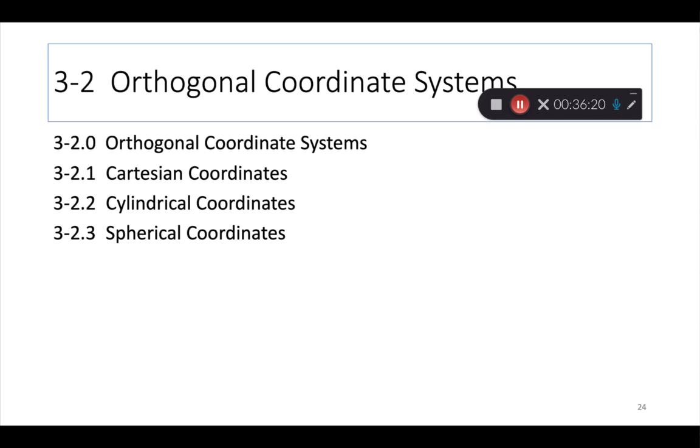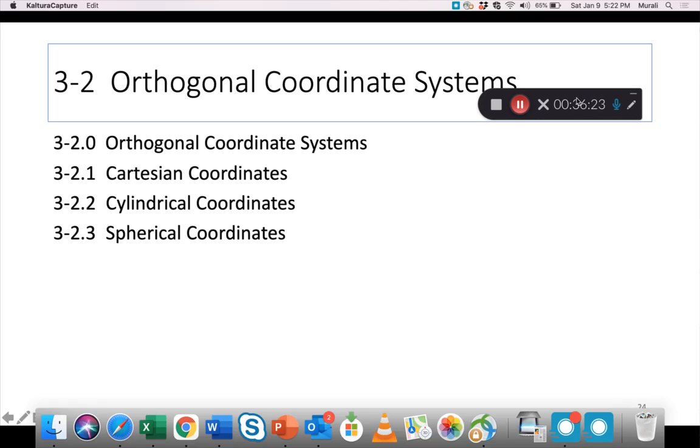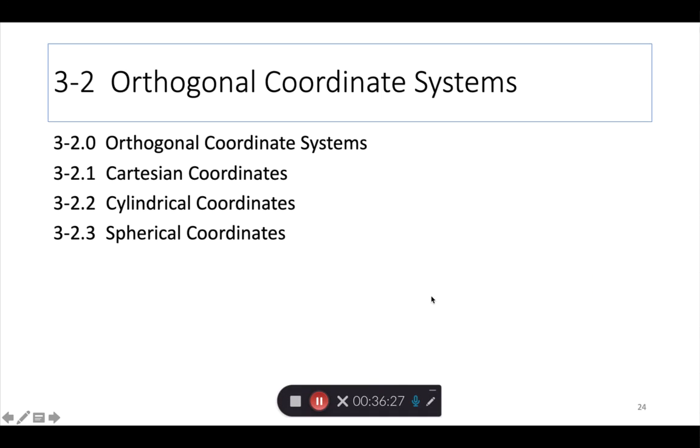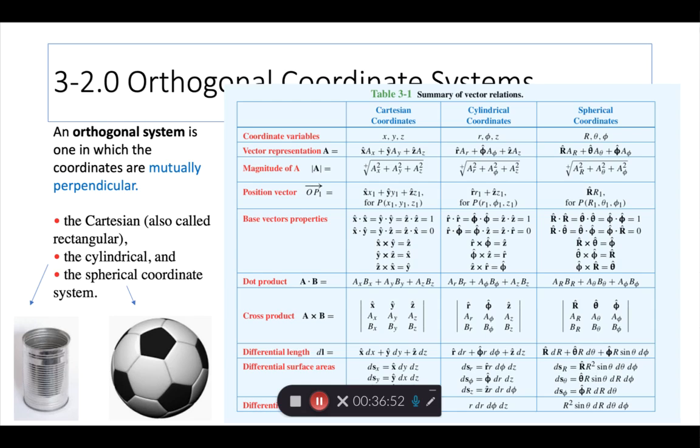Now we are on section 3.2 called orthogonal coordinate systems. Okay. Slide 24. So we have our introduction to orthogonal coordinate system. Then we study three forms of coordinates. One called Cartesian, or also called rectangular. It's the same thing. Then we have cylindrical, and then we have spherical. So what exactly does this mean? Let's proceed and learn.